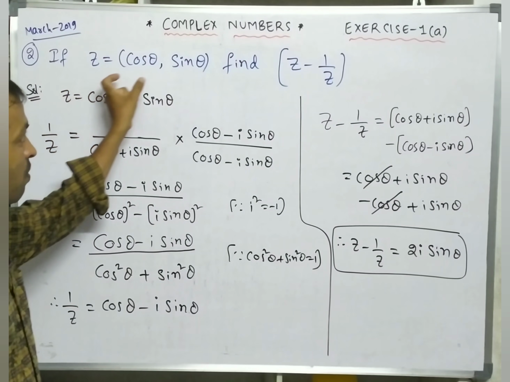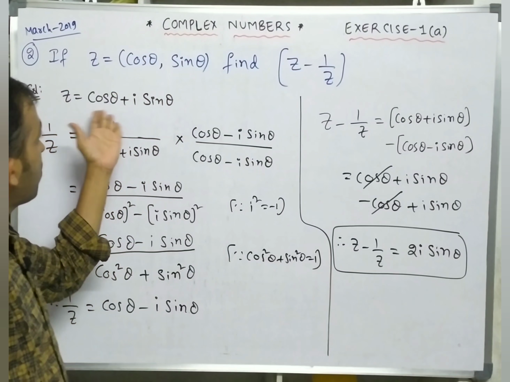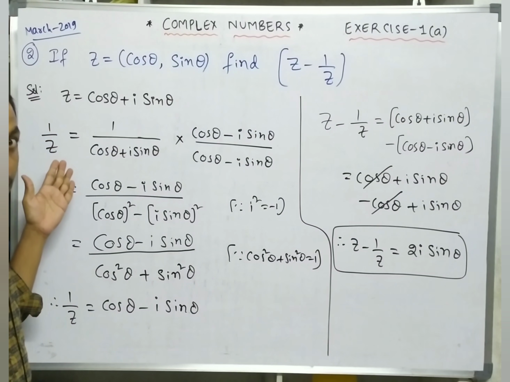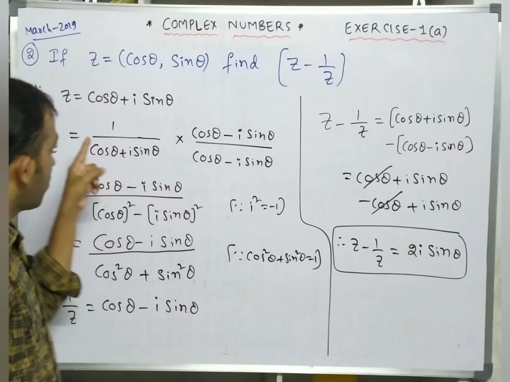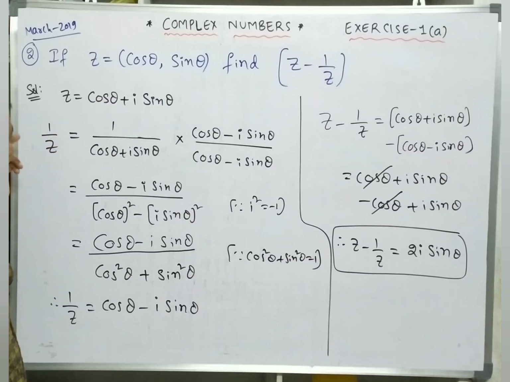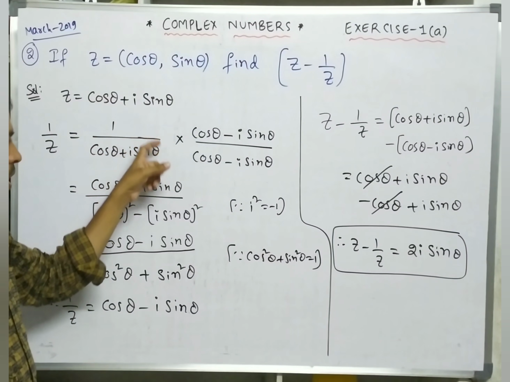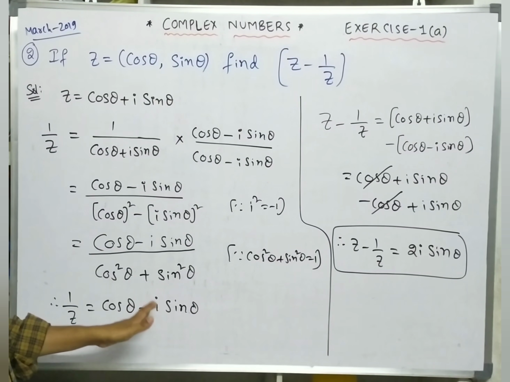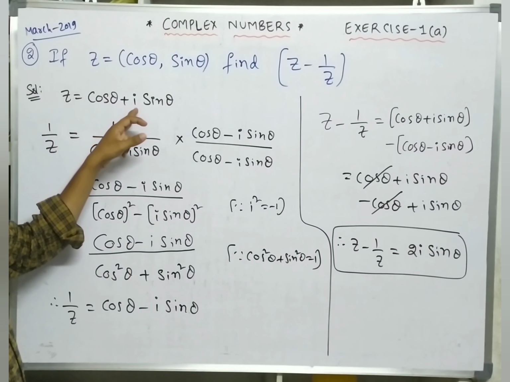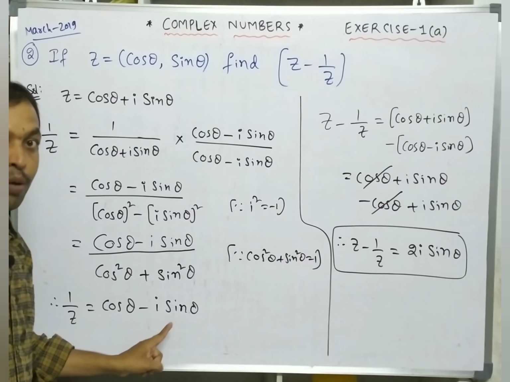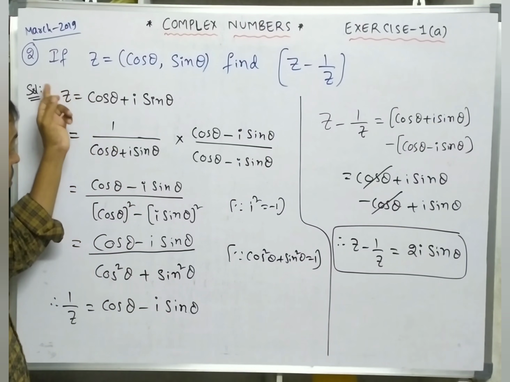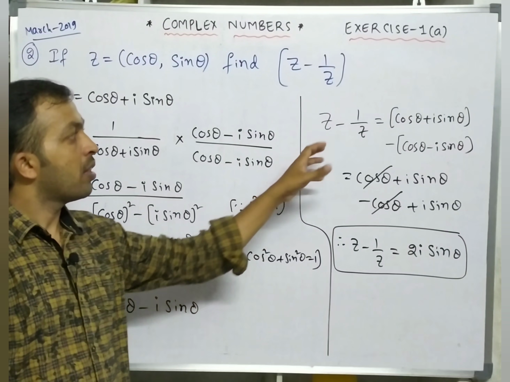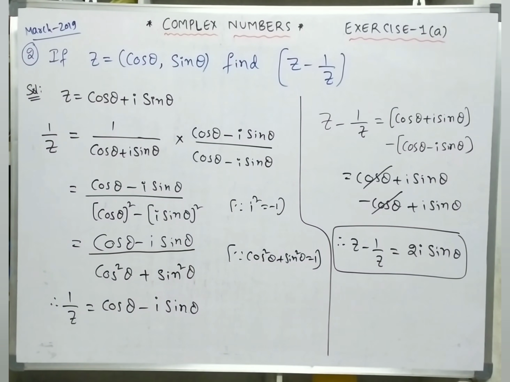So simple. First of all, write the ordered pair in the form of a plus ib form. z is equal to cos theta plus i sin theta. Then find the 1 by z value, that means the multiplicative inverse of z. So here multiply numerator and denominator with cos theta minus i sin theta. Finally you will get cos theta minus i sin theta. So remember it, if z is equal to cos theta plus i sin theta, then 1 by z is equal to cos theta minus i sin theta. If z is equal to cos theta minus i sin theta, then 1 by z is equal to cos theta plus i sin theta. So remember this, then subtract it, you will get 2i sin theta.